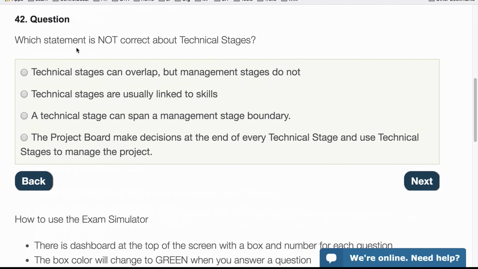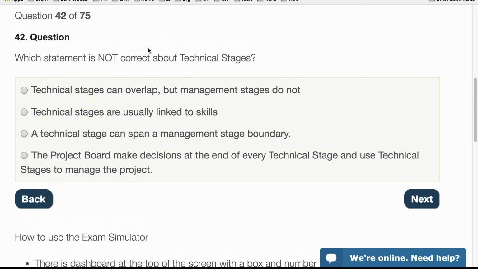Next, which statement is not correct about technical stages? So the technical stages can overlap, but management stages do not. Technical stages are usually linked to skills. That also sounds okay. A technical stage can span a management stage boundary. That's good as well. The project board makes decisions at the end of every technical stage. That's not true because they do it at the end of every management stage. So that one is not correct.